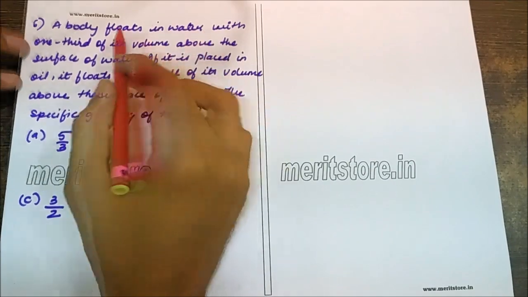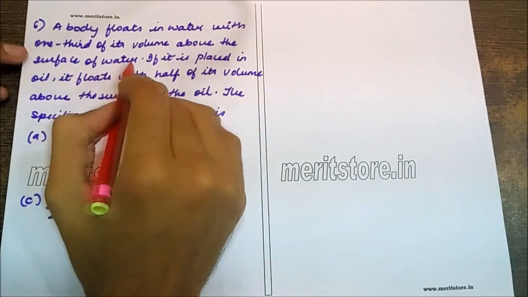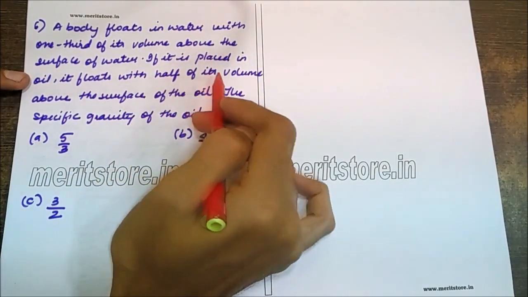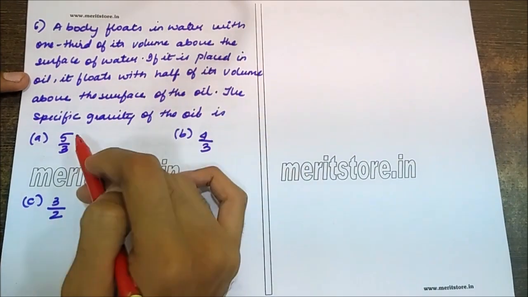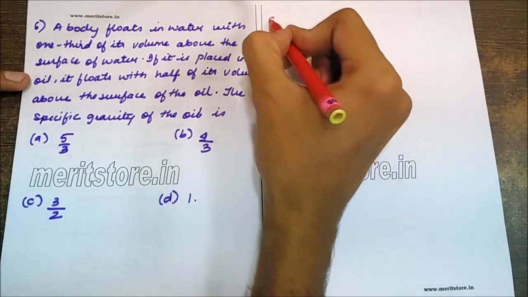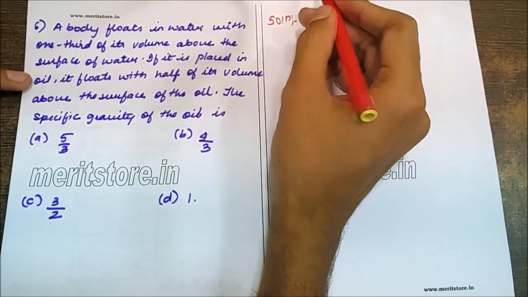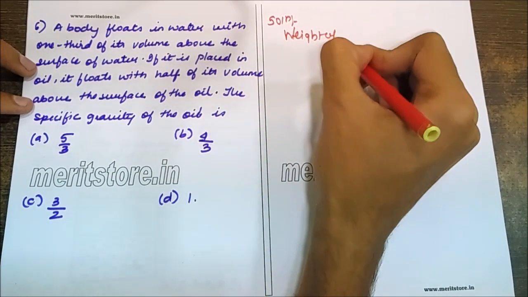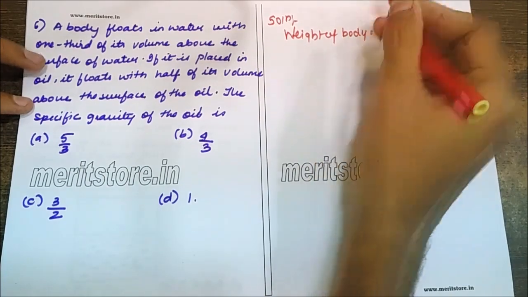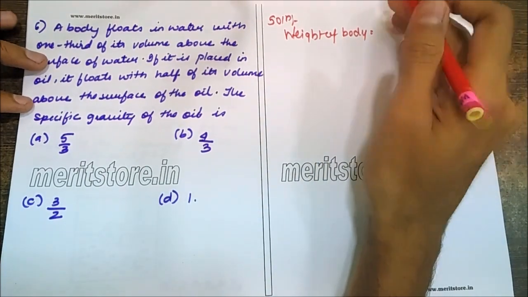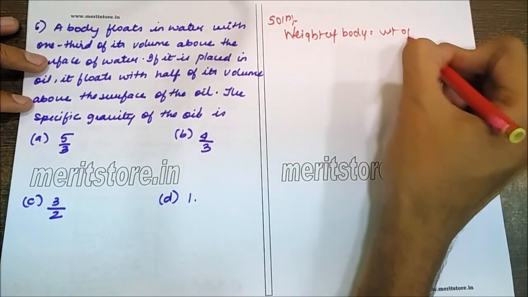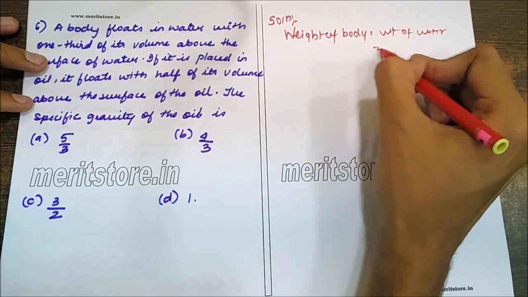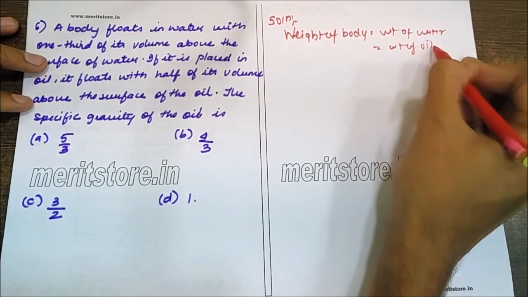A body floats in the water with 1/3 of the volume above the surface of the water. If it is placed in oil, it floats with half of its volume above the surface of the oil. The specific gravity of the oil is? Okay, so the weight of the body will be equal to the weight of the water displaced or the weight of the oil displaced.